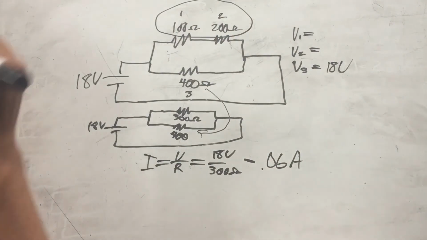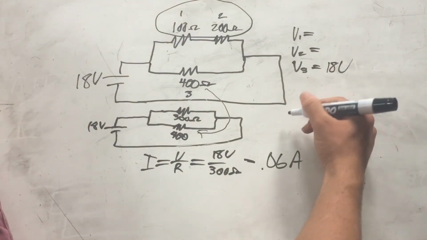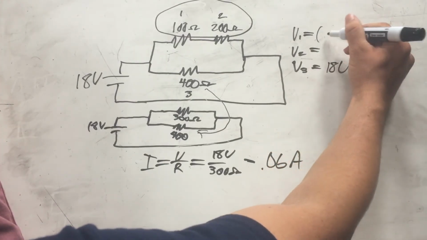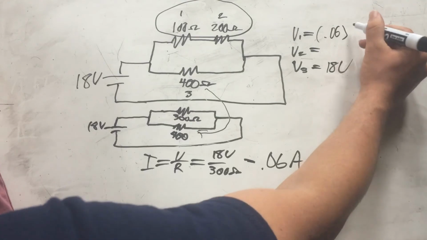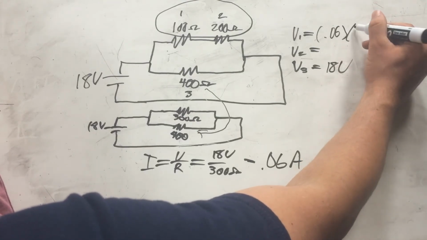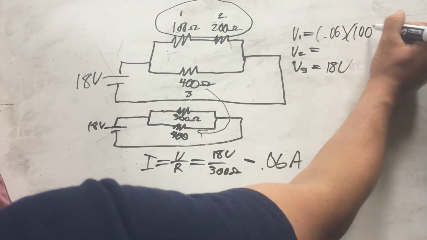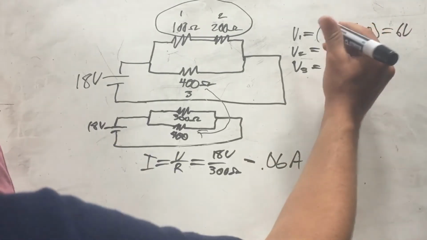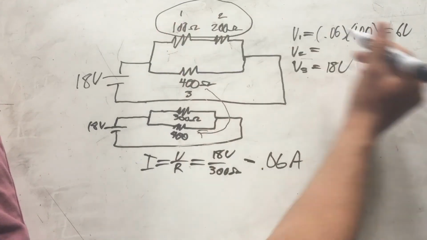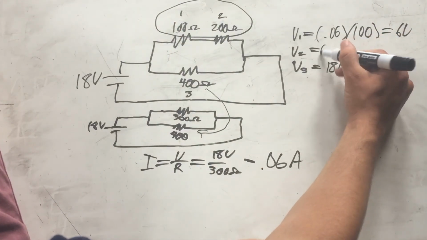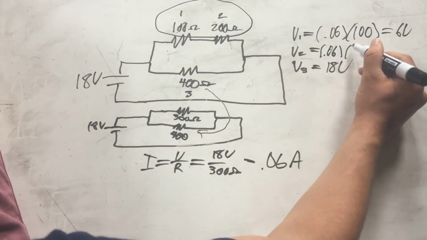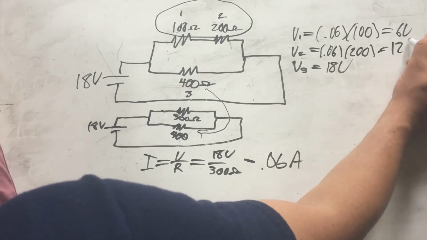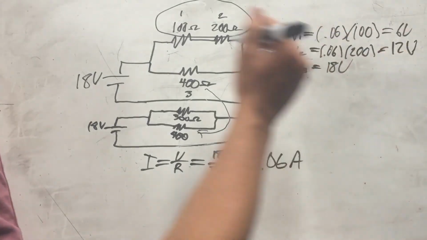Now, given this current, we can simply use Ohm's law to find the voltage up here by putting in 0.06 as our current and our first resistance of 100, giving us 6 volts across resistor 1, and 0.06 times 200 ohms, giving us 12 volts across our second resistor.